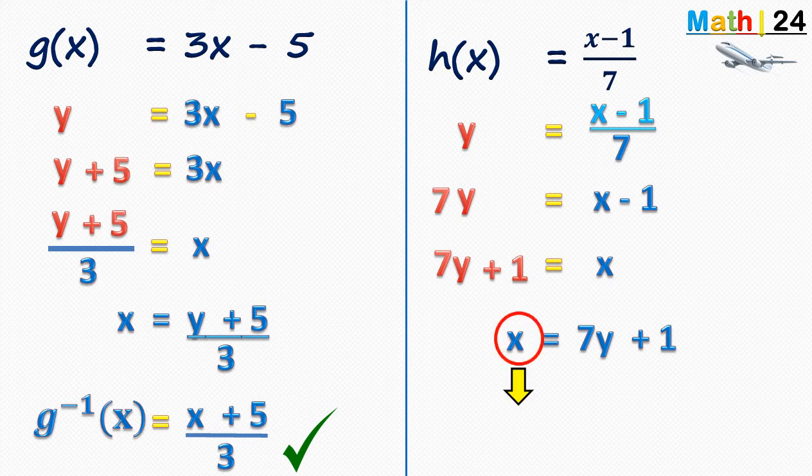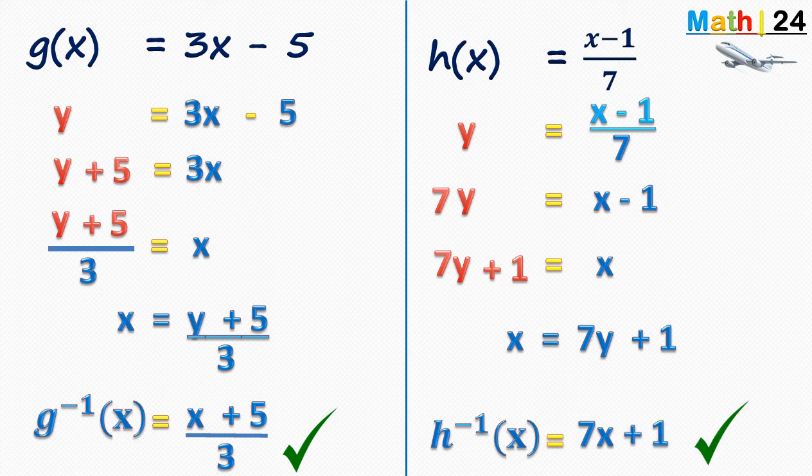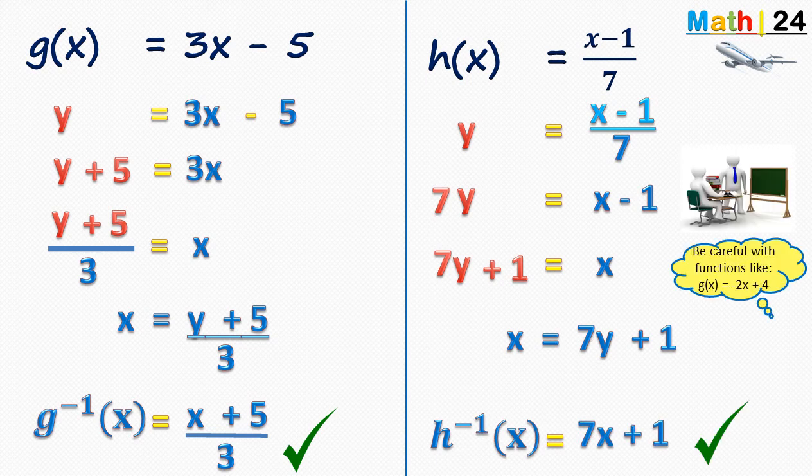And our inverse function, the function here is h. So our inverse function is h inverse of x equal to 7x plus 1. Be careful with functions like g of x equals 2x, that's minus 2x plus 4.